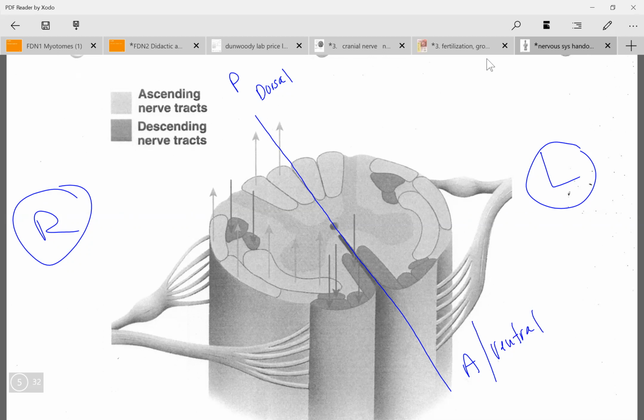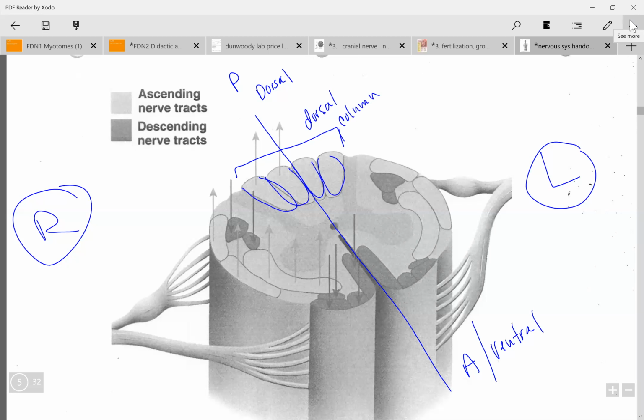All right. So these here, all of these specific parts there, that's the dorsal column. Okay, so collectively, all of those are the dorsal column. Okay, so try to hang in there with me because this does get tricky.